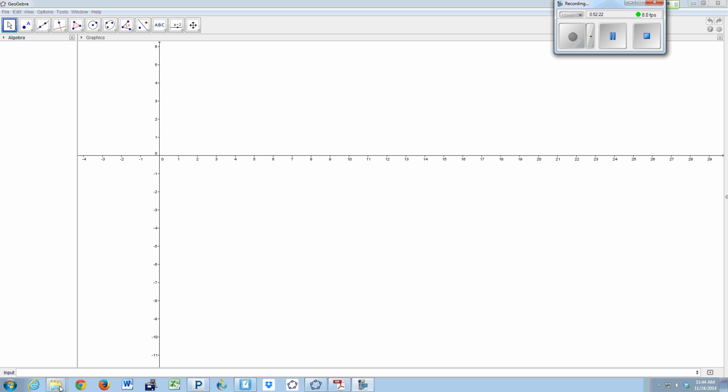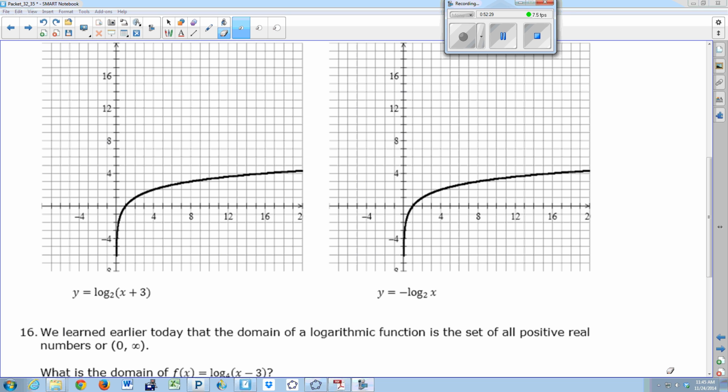So let's take a look at the first function. Oh, I don't think I've ever tried putting a log in here. We won't use any kind of graphing utility. So what's going on here? Our original function, our parent function, is log base 2 of x. So let's call f of x log base 2 of x, which is what we're looking at right here. That's this function.